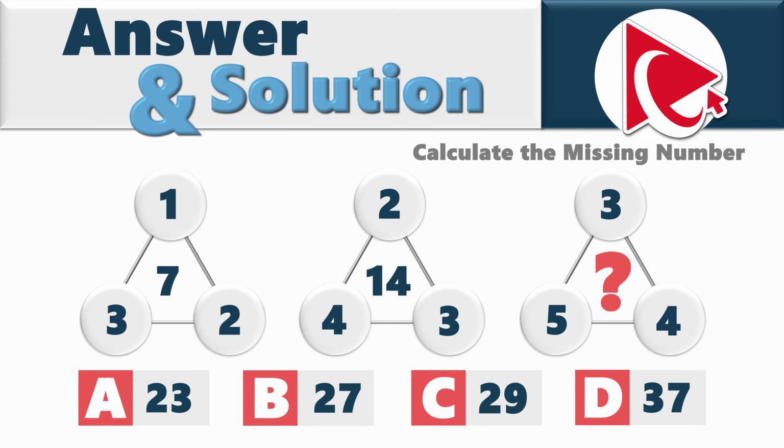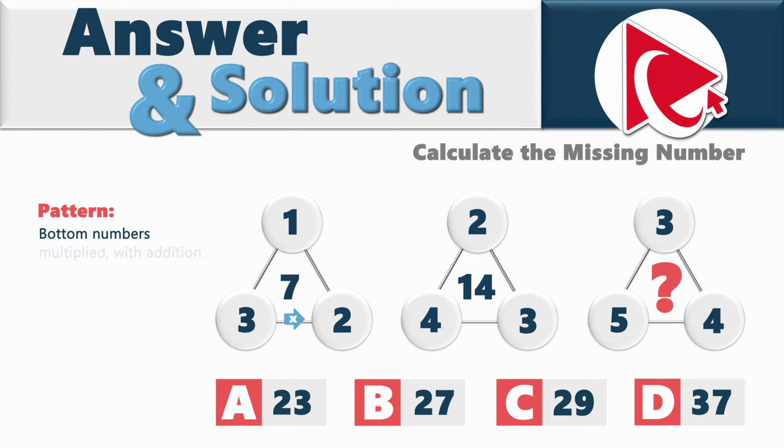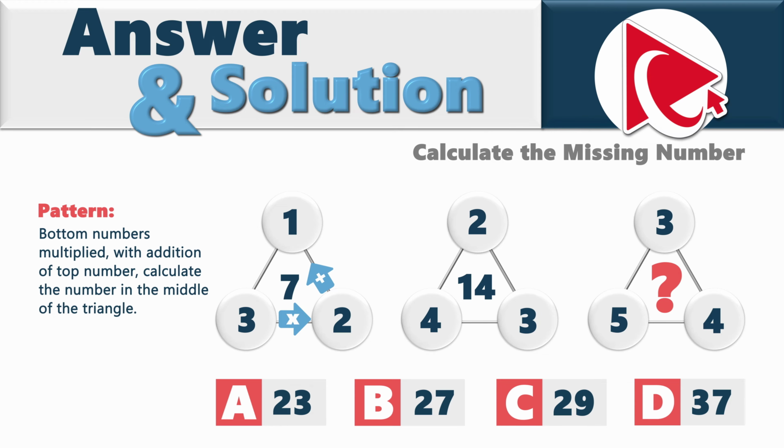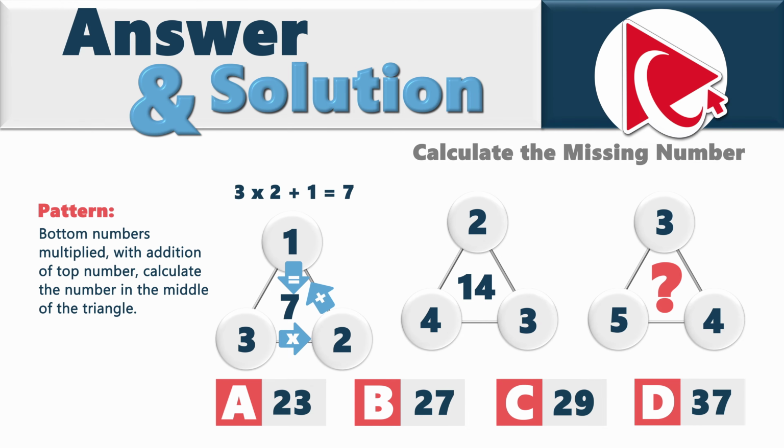For example, in this question, the pattern is that the bottom numbers multiplied with the addition of top number calculate the number in the middle of the triangle. Let's look at the example in the first leftmost triangle. 3 multiplied by 2 plus 1 equals 7.